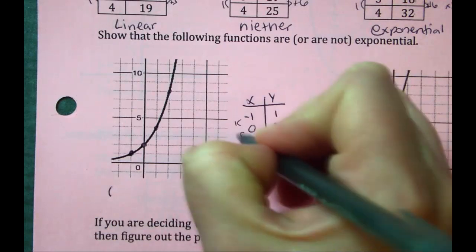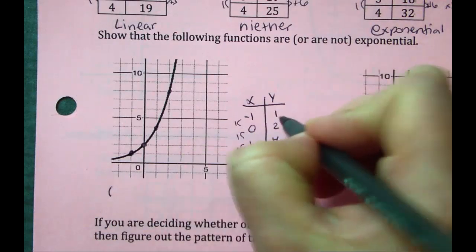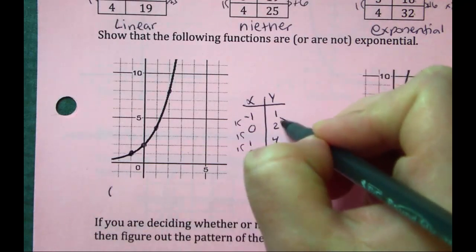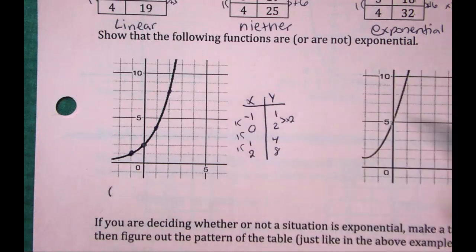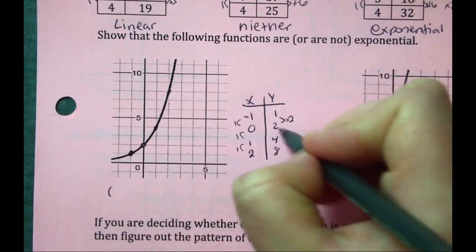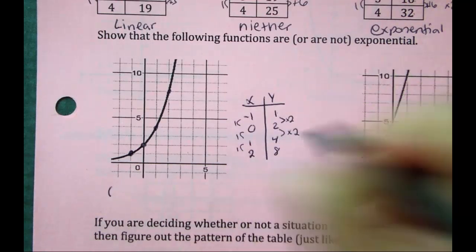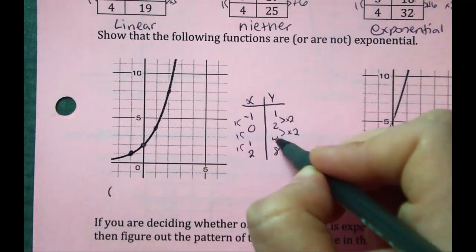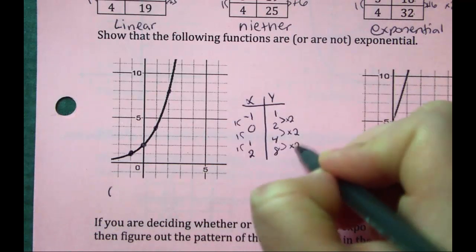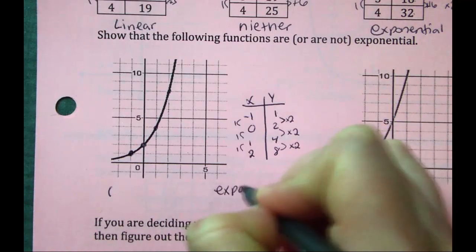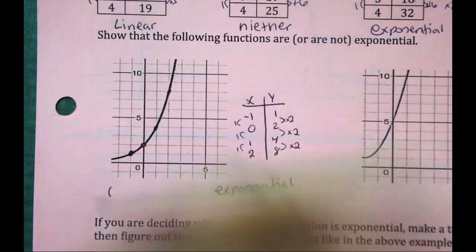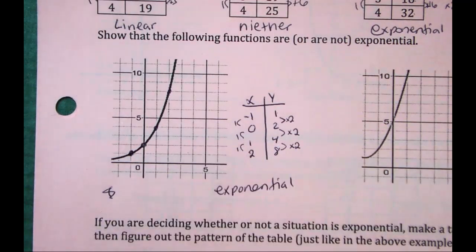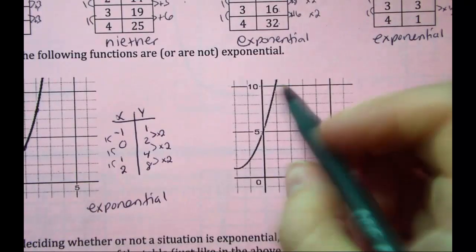So this is going up by 1, so we're good over there. Now here, 2 divided by 1 is 2, so a multiplier of 2. 4 divided by 2 is 2, so a multiplier of 2. 8 divided by 4 is 2, so that also has a multiplier of 2, so it is exponential. Never mind my little thing over there. Okay, now let's try this one.